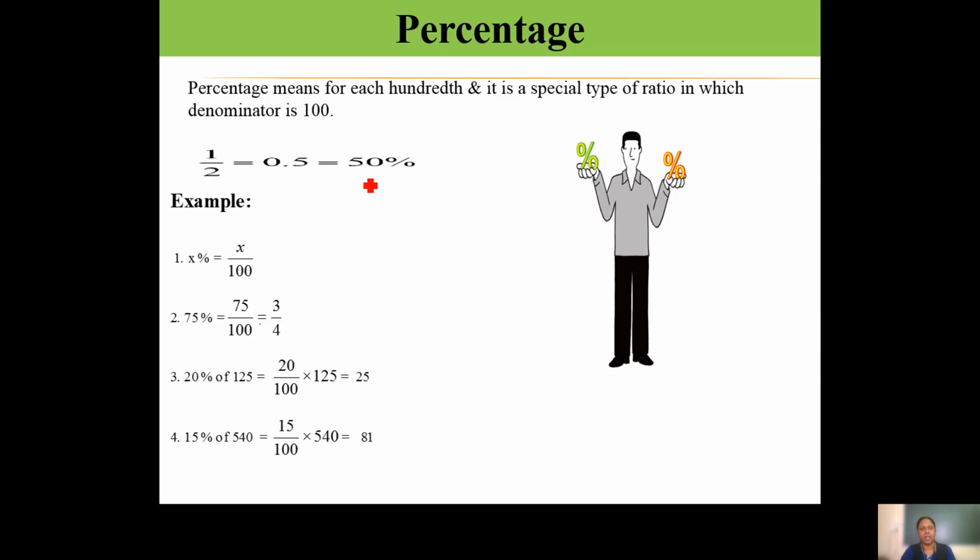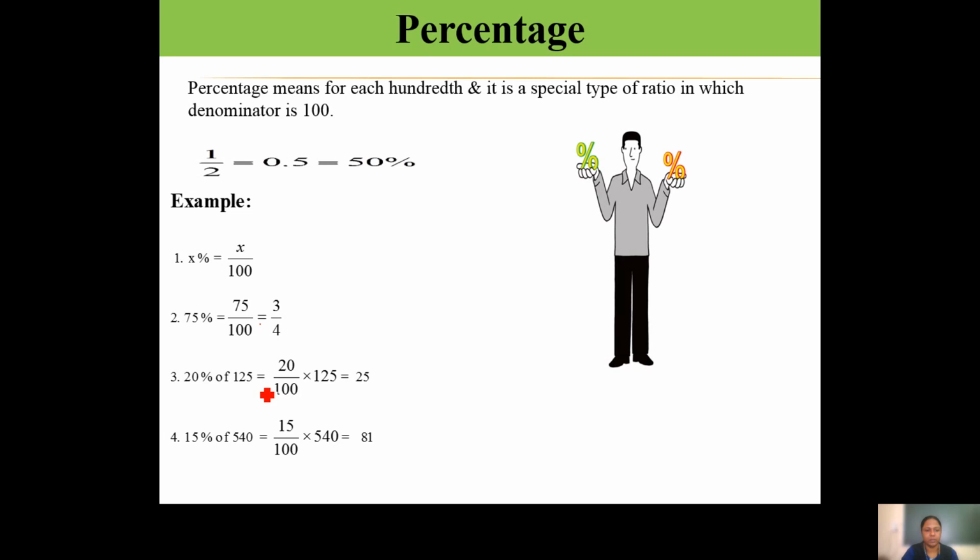Now we will see the last point, which is percentage. Here percentage means per each 100. It is a special type of ratio in which the denominator is 100. So we can represent the number 1 by 2 as 0.5, and in percentage we can represent it as 50%. So, for example, x percent is x upon 100, because in percentage the denominator is 100. Next is 75%. So here 75 upon 100, which is 3 by 4.